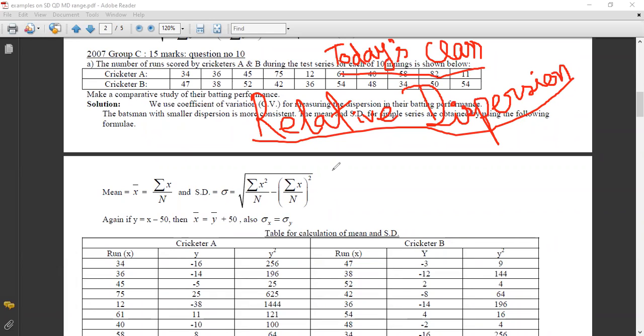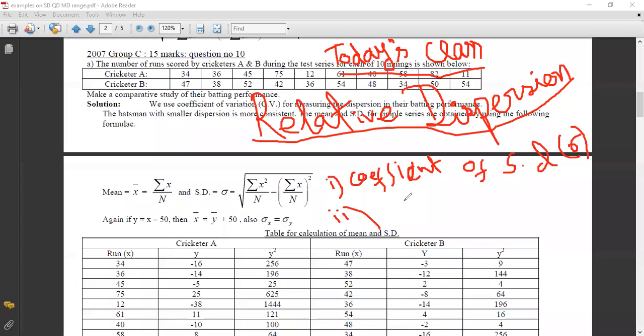Similarly, for each of that type of dispersion technique, there is a corresponding relative technique for each of them. Like for standard deviation, that is coefficient of SD. There is a relative measurement for the standard deviation, coefficient of SD, or the sigma. We know the well-known name sigma, right? Number two, the coefficient of QD. Number three, the coefficient of MD. Number four, the coefficient of range.